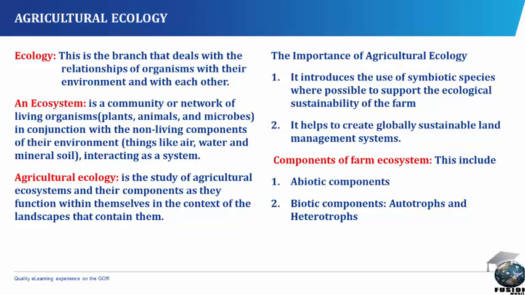The components of a farm ecosystem include abiotic components and biotic components. Biotic components include the autotroph and the heterotroph. Abiotic components are the physical and chemical factors of an ecosystem, such as light, temperature, atmosphere, water, wind, soil, and gases, which include nitrogen, oxygen, carbon dioxide, etc. These specific abiotic factors represent the geological, the geographical, the hydrological, and the climatological features of a particular ecosystem.